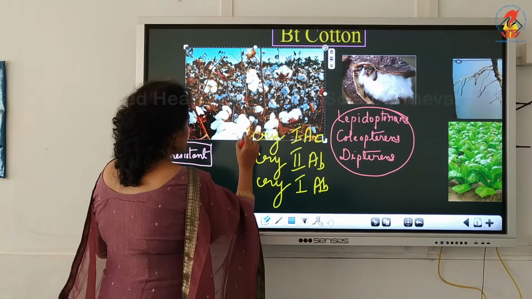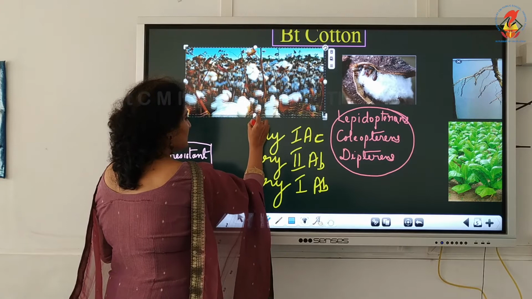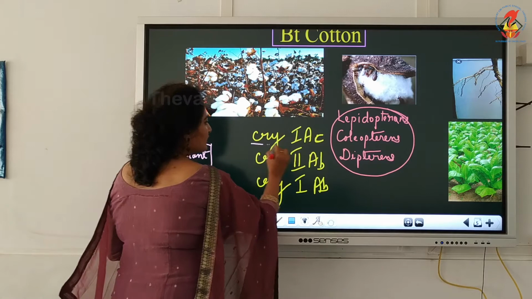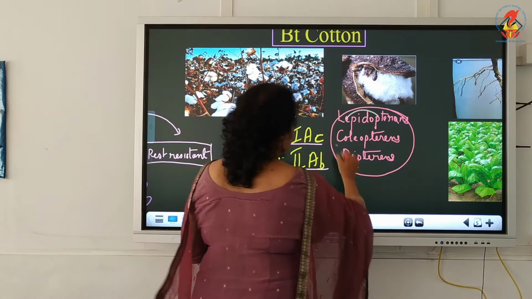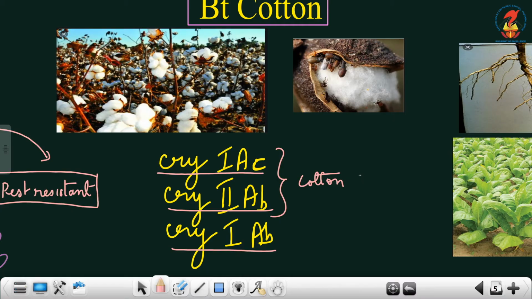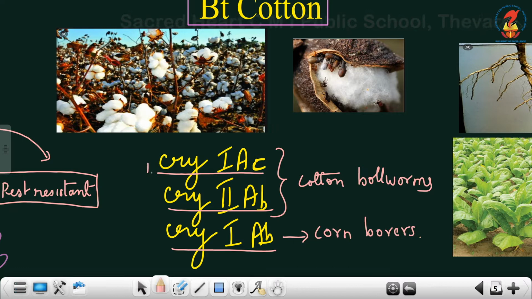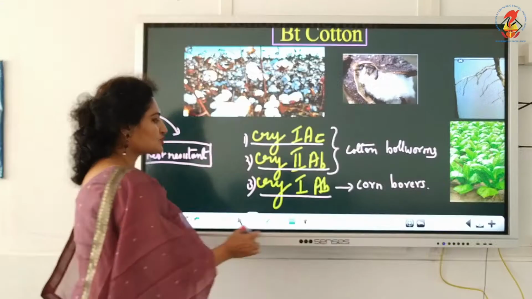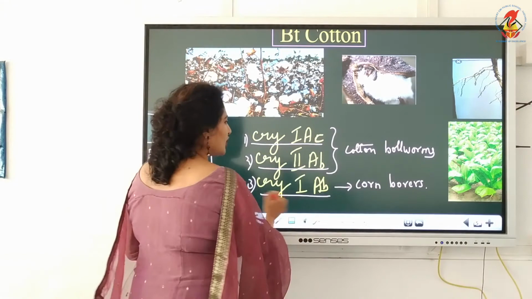Now there are different cry genes, and remember the cry should stand with a small letter c. There are different cry genes: cry 1Ac, cry 2Ab and cry 1Ab. The cry 1Ac and cry 2Ab control cotton bollworms. And cry 1Ab controls the corn borer. These are the names of different pests. This you should learn, these three cry genes that are mentioned. Clear? So I hope you have understood how BT cotton is formed.